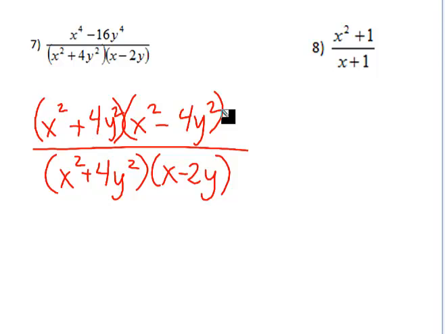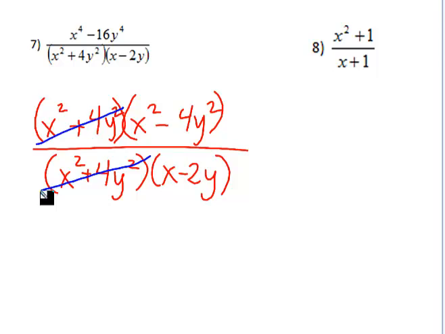Okay, at this stage, can we cancel anything? Yeah, you can cancel the numerator and denominator. Which part of the numerator and the denominator? The far left. The x squared plus 4y squareds were identical, so we could certainly cancel those.